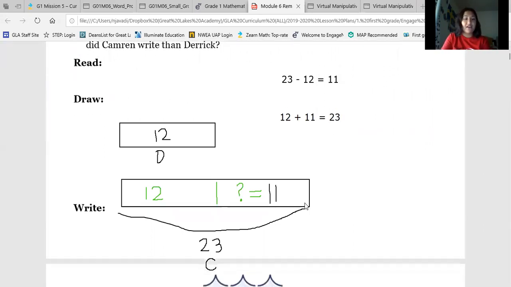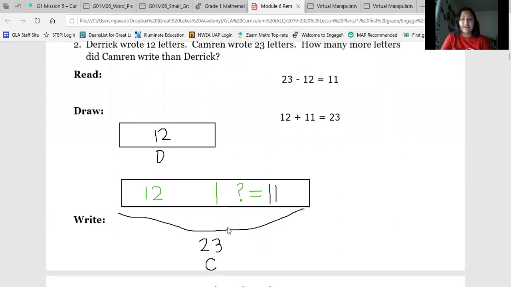Don't forget to write your answer statement in this spot. Your answer statement should look something like mine. Cameron wrote 11 more letters. Nice job.